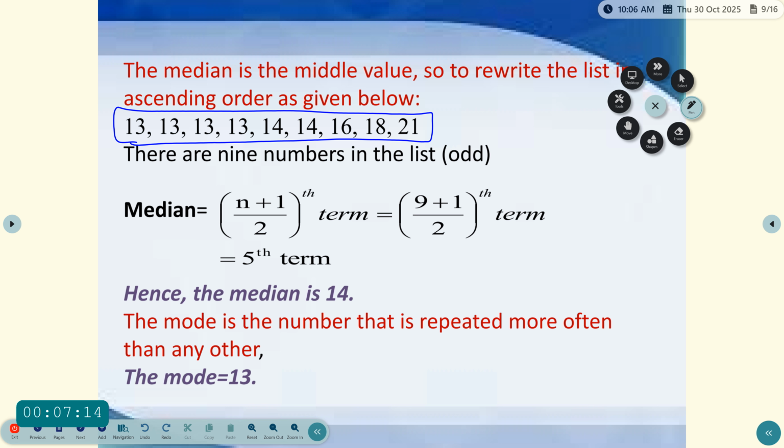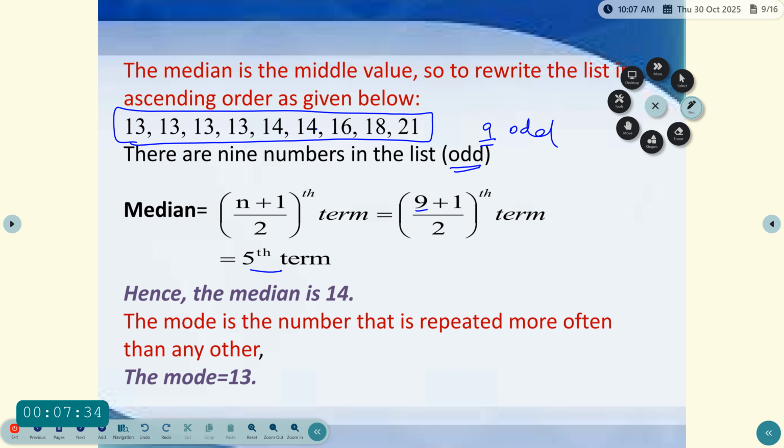So count the number of data given in the problem: 1, 2, 3, 4, 5, 6, 7, 8, 9. So 9 data are there, which is an odd number. So we have to use the first median formula for odd numbers, the (n plus 1) by 2th term. What is n here? 9. 9 plus 1 by 2th term, which is equal to the 5th term.